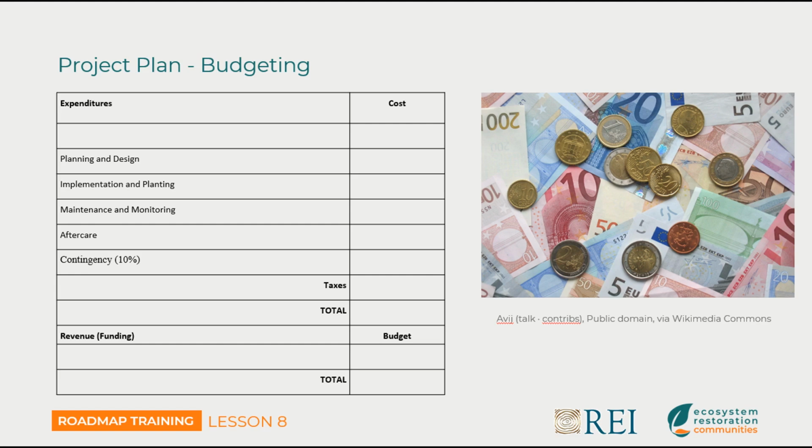So budgeting, this is just a very simple budget. Obviously you'll have multiple categories. This is kind of your summary, your expenditures, planning and design, what's the cost, implementation and planting, what's the cost, maintenance and monitoring, what's the cost, your aftercare costs. And then usually this is something that a lot of people forget to do, is having a contingency.